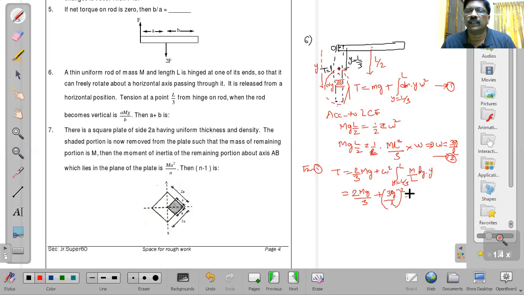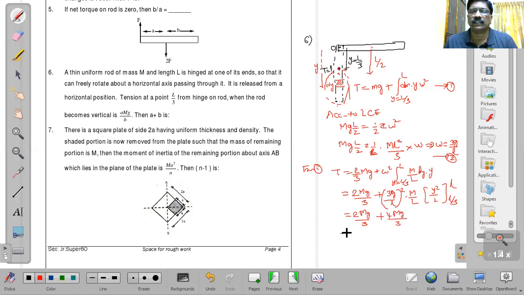M by L is also constant, you write it outside. M by L into integral y dy. Y dy means y square by 2, limits L by 3 to L. When you simplify them, then you'll get 2 capital Mg by 3 plus, when you simplify this, you will get 4 capital Mg by 3.